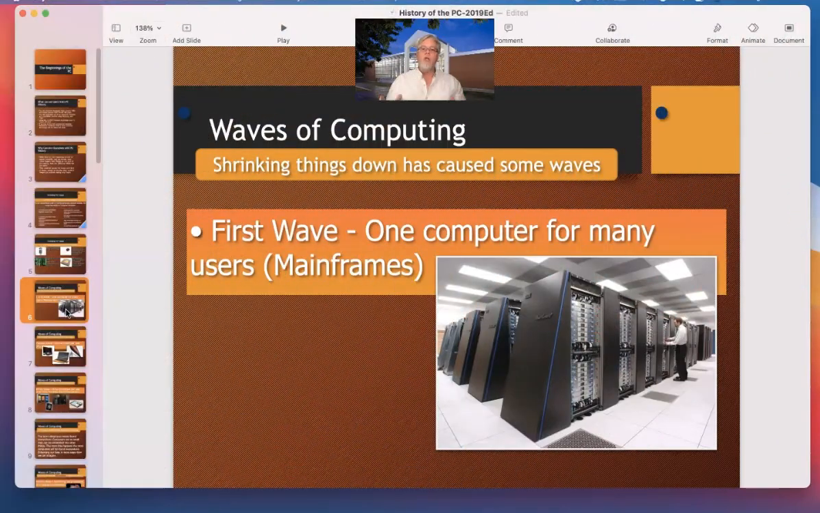So computing caused waves, and this shrinking it down caused waves. And the first wave was really having one computer for a lot of people. Computers were so huge, right, using those vacuum tubes. They were so massive that really you just could afford one. And you ran some cables so that people could look at TV sets basically and type on a keyboard that went back to the computer. Those are still actually around. They have their uses, but one computer for many users, and those were known as mainframes.